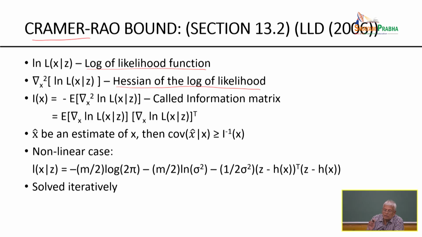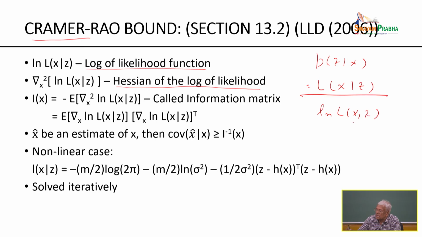Please understand, this is the log likelihood function. So I'll talk about the three levels. Likelihood function. I want to talk about Pz of x, which is equal to Lx of z, then Ln of Lx of z. Then I'm going to be talking about the gradient of this with respect to that.